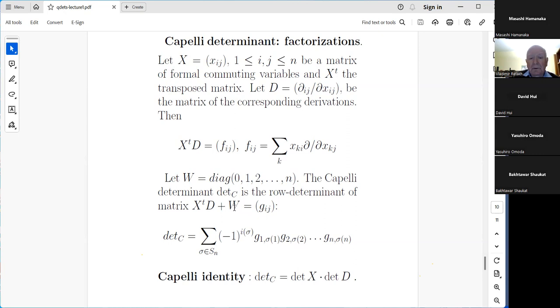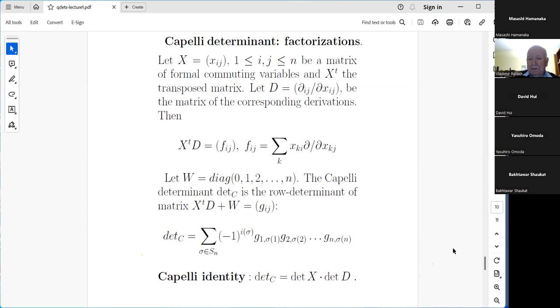So I have this matrix, and then I just by force defined what's called the Capelli determinant, which is actually a row determinant of this matrix. For any sigma, I'm moving along my rows, so first row, second row, nth row, and I put sigma of 1, sigma of 2, and so on, sigma of n. Then I take a product with some sign regulations.